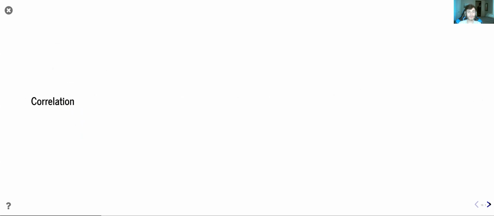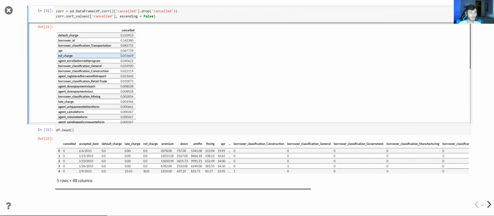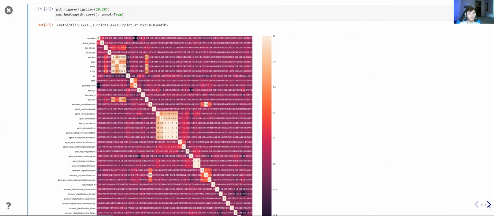And then moving on to correlation, we can do a little bit of correlational analysis based off of the canceled idea to see, okay, so there's a high correlation between people that are canceling and default charges or borrower IDs, or whether or not they're in transportation and what their APR is. These are just interesting things to see because it talks through the different mean values or different ideas of people on average that are canceling.